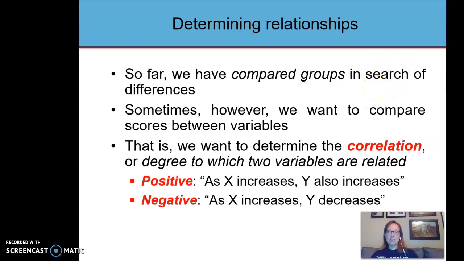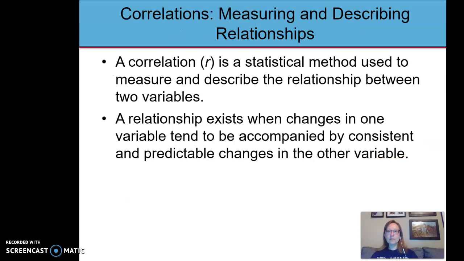If we have a positive correlation, this means the two factors are moving in the same direction, up or down. As one increases, the other increases. As one decreases, the other decreases. The other kind of linear relationship we can have is a negative relationship. As one goes up, the other goes down, or vice versa. So a correlation is a statistical way that we look at this relationship or covariation between two variables. How do they vary together?